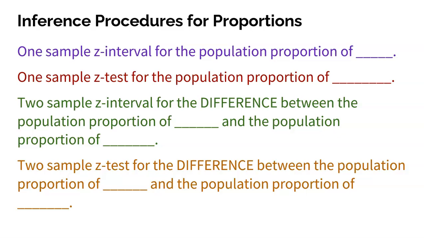So anytime you approach a problem, consider how many samples are there? 1 or 2, because that'll kind of cut it in half. Then you've got to ask yourself, what am I doing here? Am I finding an interval to try to figure out what that proportion could be? Or am I doing a test to see if a claim is correct or not? That's going to make it a test versus an interval. So 4 different situations. Make sure you know all of them, but really make sure you know the names.